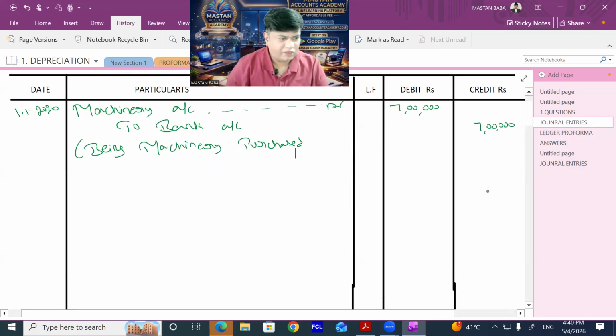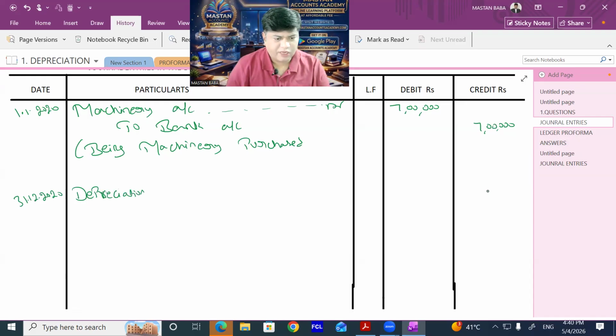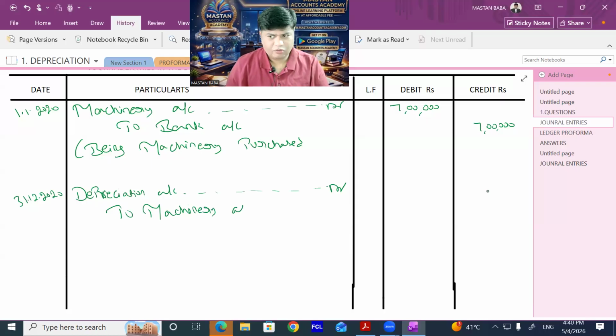So at the end of the year, that is 31st December 2020, the entry for depreciation is depreciation account debit. As already told, why is depreciation to be debited? As per nominal account rule, debit all expenses and losses. Depreciation account debit to machinery account.